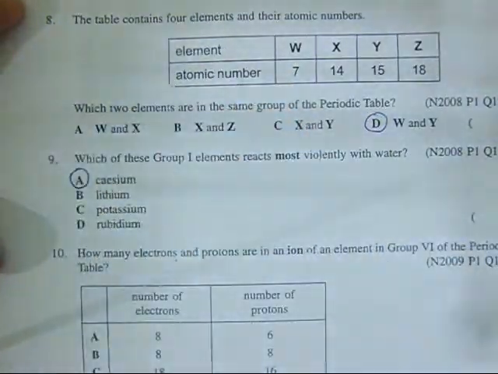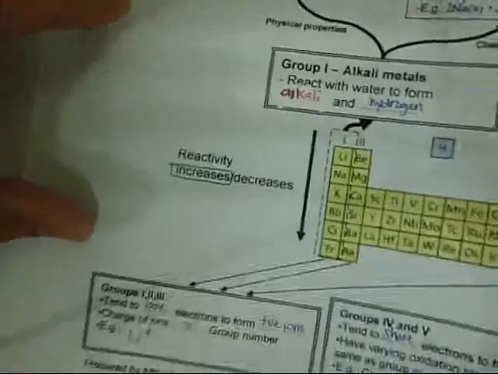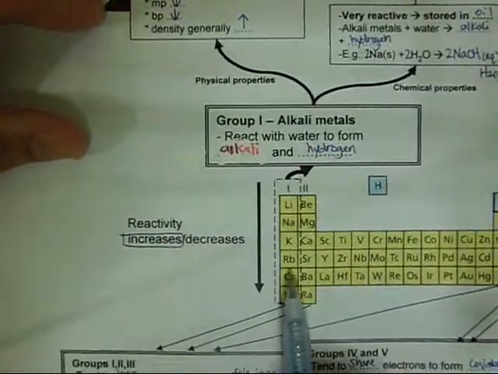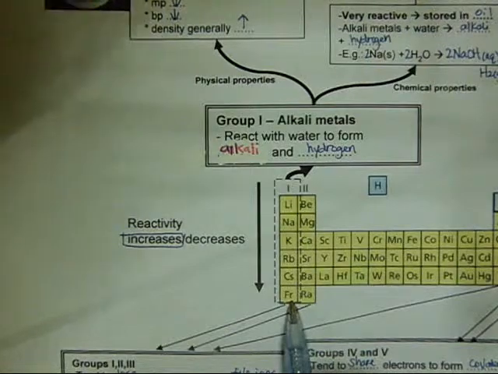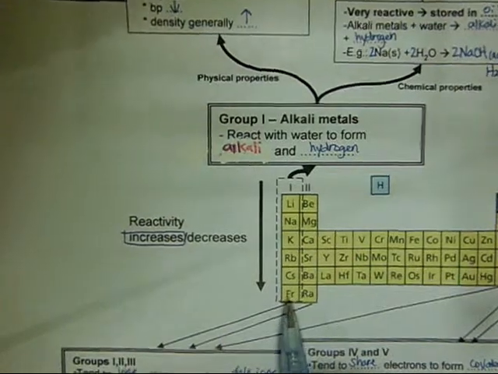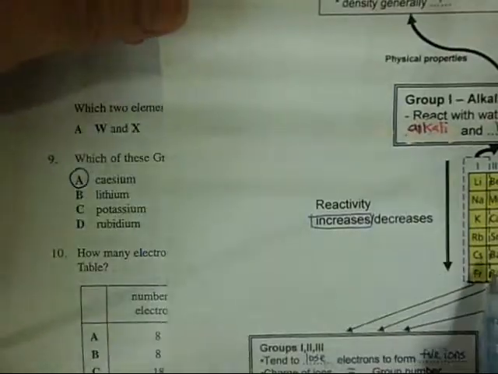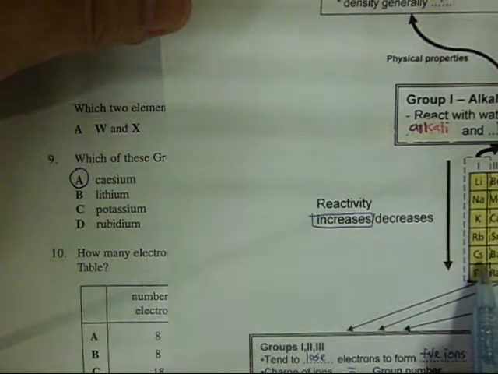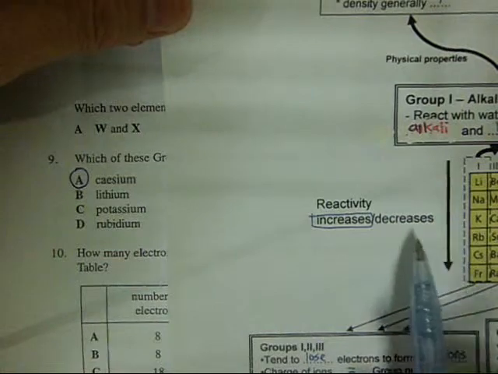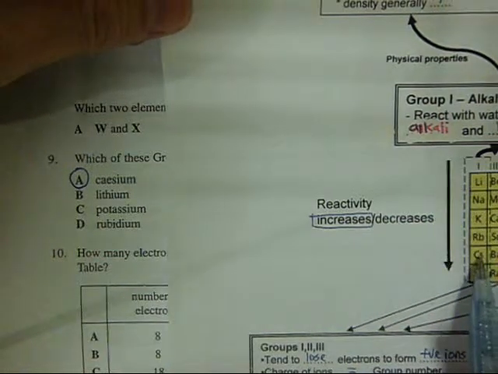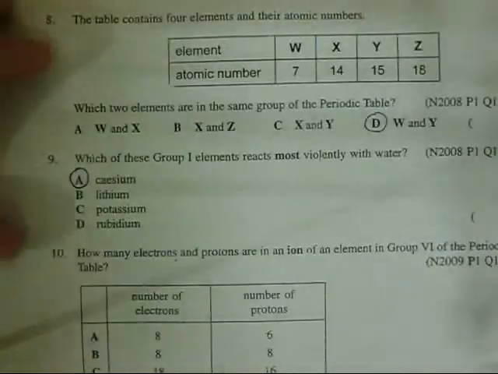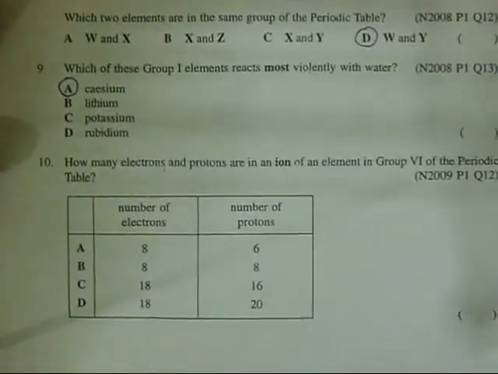Okay, how do I know it's cesium? Again, from the periodic table, cesium is right here. We don't have francium among the options. We only have rubidium, cesium. So the lowest element in this group 1 is actually cesium. So the answer is A, cesium.